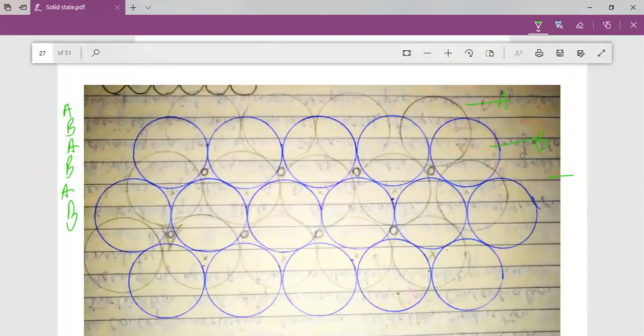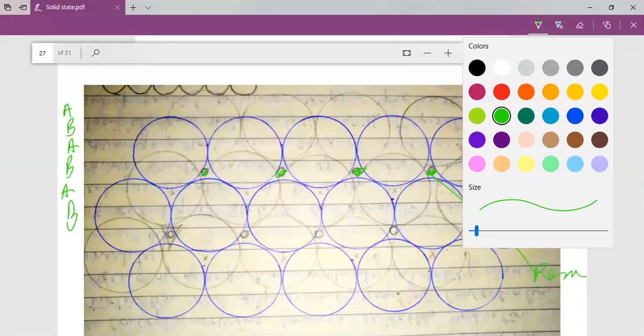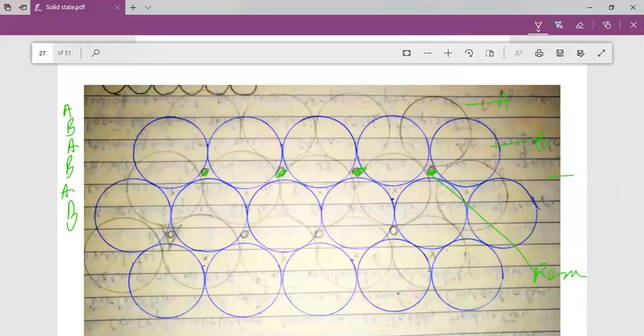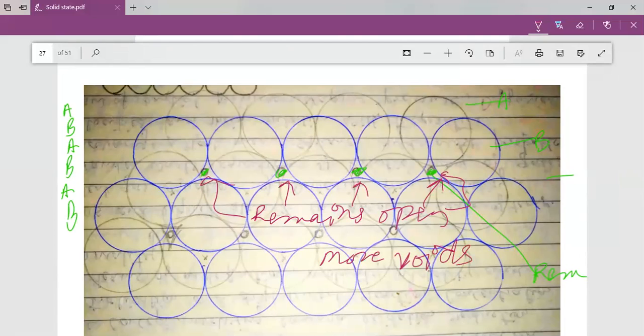In this kind of arrangement, these octahedral voids remain open. These voids we cannot cover, and that is why these voids remain open, my dear students. And when these voids remain open, we can say that there are more voids. And when there are more voids, my dear students, the packing efficiency is less.